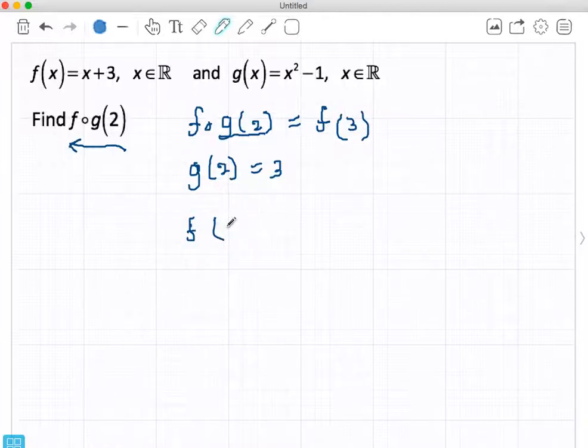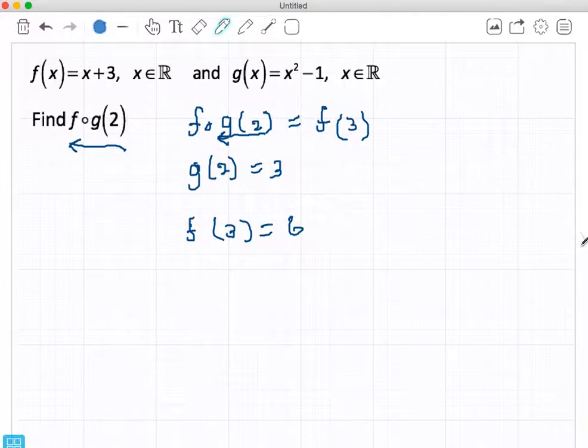And f(3) is 3 plus 3, so it's 6. So it puts 2 into here, 4 minus 1, working this way, remember. 2 into there, 3, 3 into f, gives me the 6. Now notice the notation, it's got a little dot.